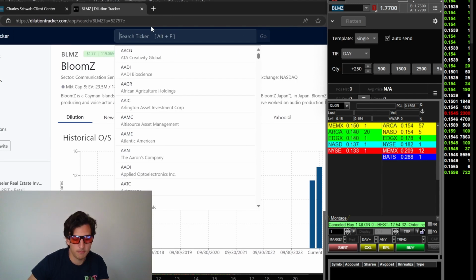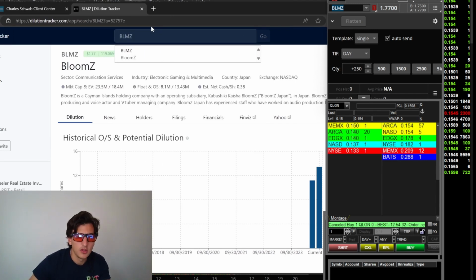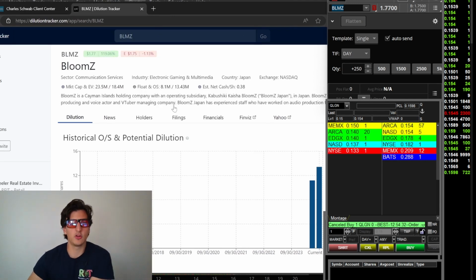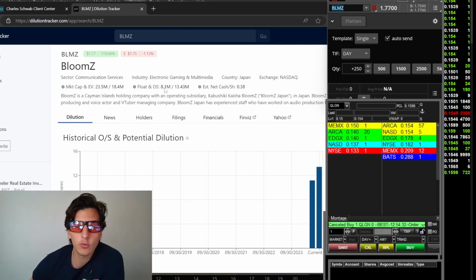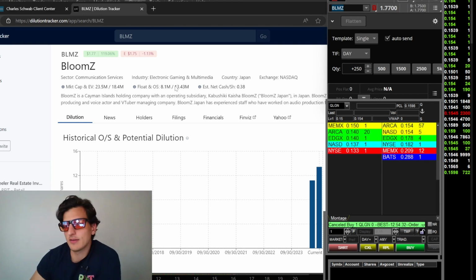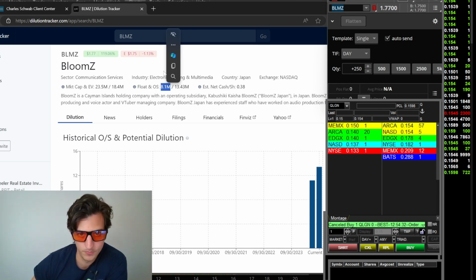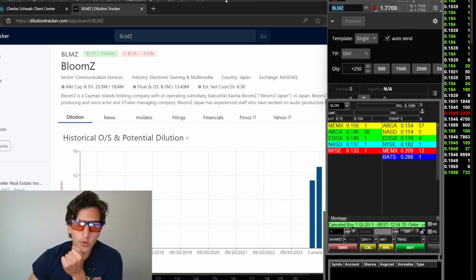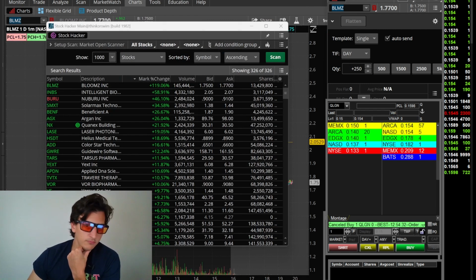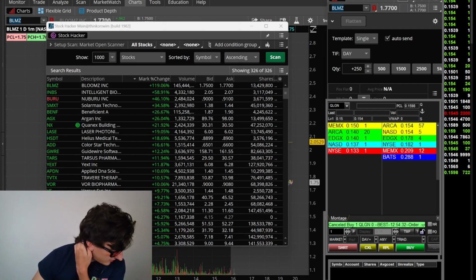So if you pull up BLMZ, it looks like we have a float here of 8.1 million and shares outstanding of 13.43. So this definitely seems pretty accurate because it does show the accurate shares outstanding. So I'm assuming this is the accurate float as well. 8.1 million. So that's another data point that you need to check for this next step.